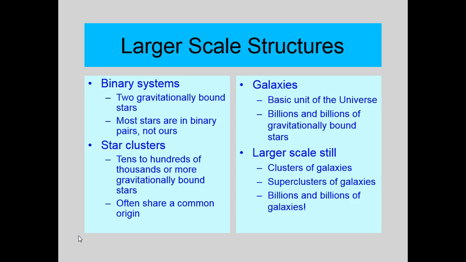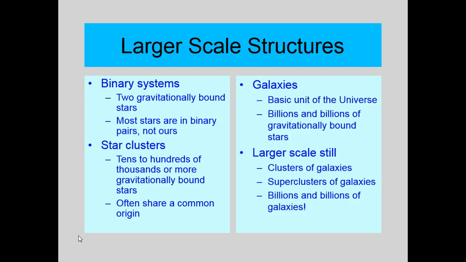In fact, I think something is wrong here. In the book it says, to groups of tens or hundreds of stars that have gravitational links and a common origin. And this says tens to hundreds of thousands or more gravitationally bound stars. That's 3 orders of magnitude different there. I think it's tens to hundreds of gravitationally bound stars. Those are star clusters. Okay?